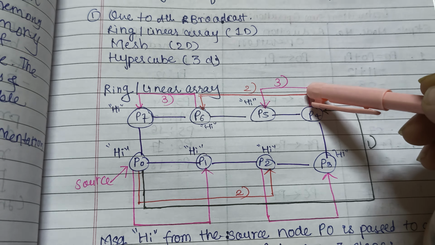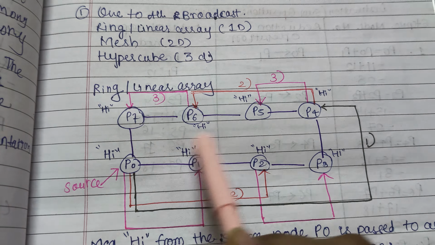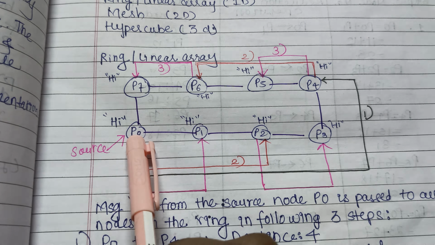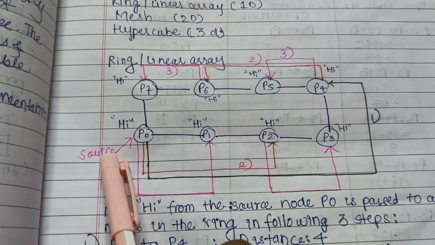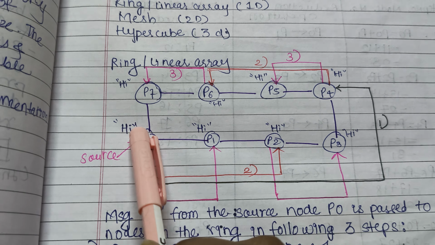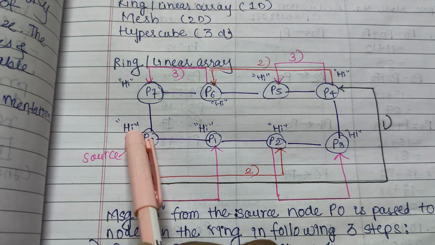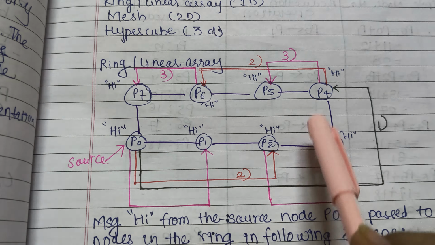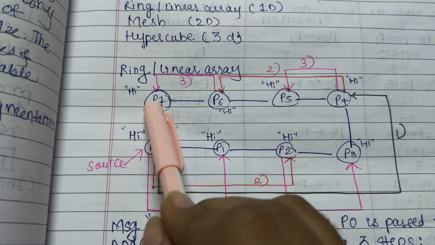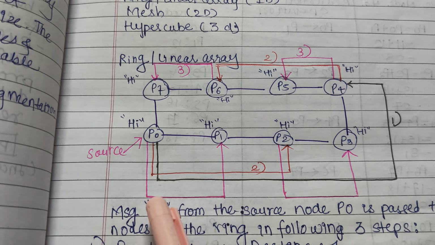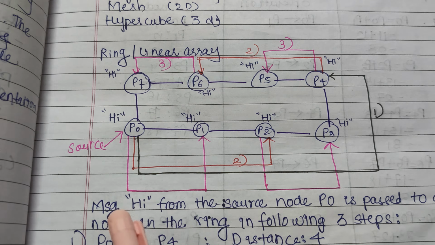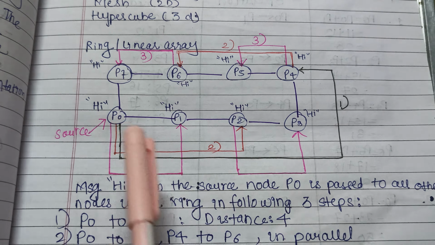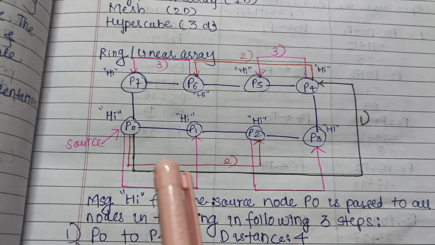So let's know more about it in the ring or linear array. In this, we can see this is P0. P0 is the source node and it has a message, hi. We have to pass this hi message to all the nodes, to P1, P2, P3, P4, P5, P6, P7. How will we do this? We'll start from the source node, and the message from P0 is passed to all nodes in the ring in the following ways.